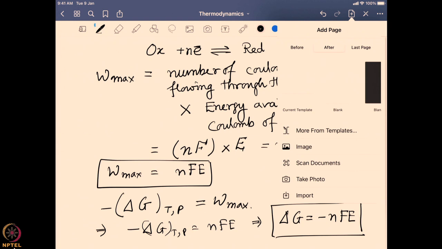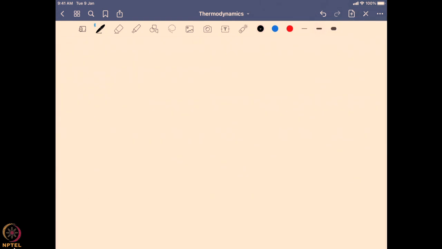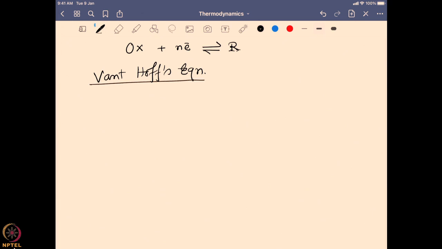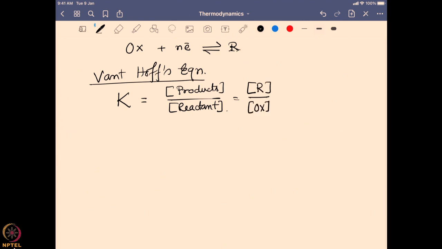Now we can go a little bit further to expand it a little bit more. Say you are still looking at the same reaction, oxidant plus n electrons giving me the reduction product. Now using the van 't Hoff equation, that is out of the ambit of this particular segment, but I encourage you to go and look into the van 't Hoff equation and how it is connected. That actually says an equilibrium constant of a system can be given by the concentration of the products and the concentration of the reactant. In this case, it is the reduced product and oxidant concentration. From the van 't Hoff equation, I can write this one.